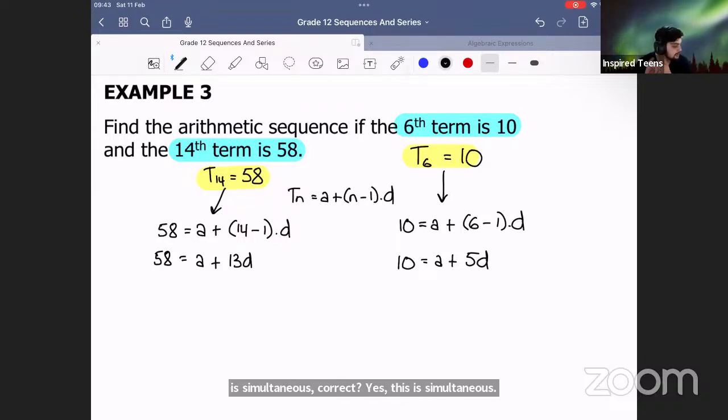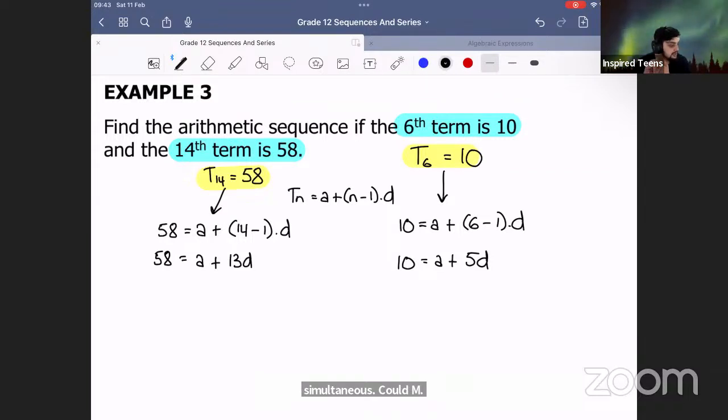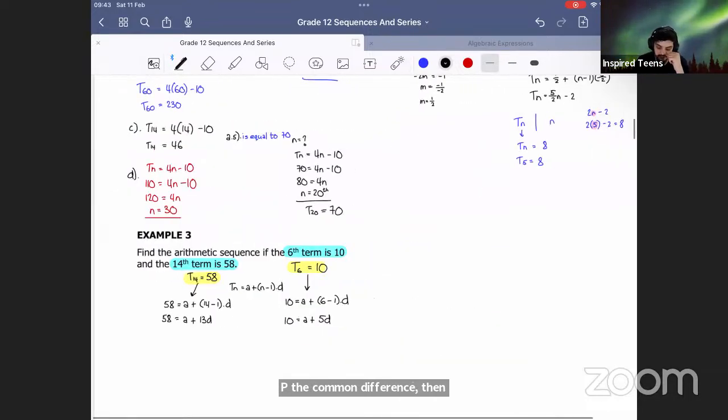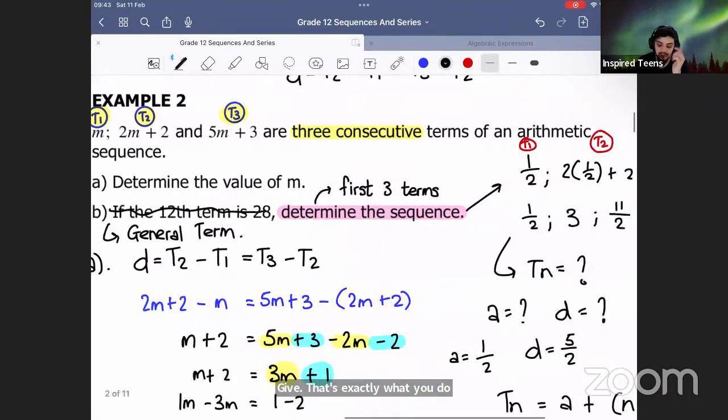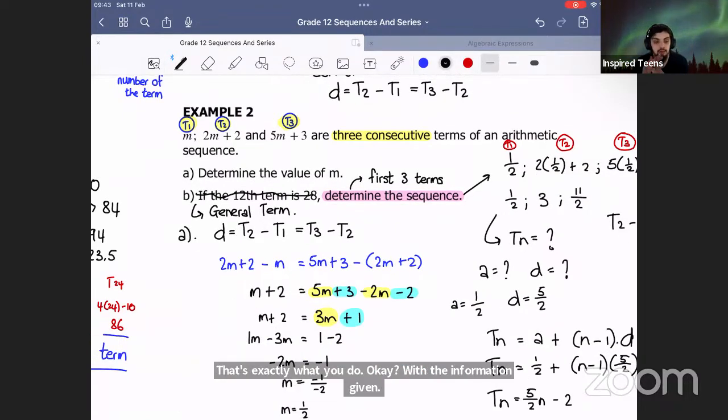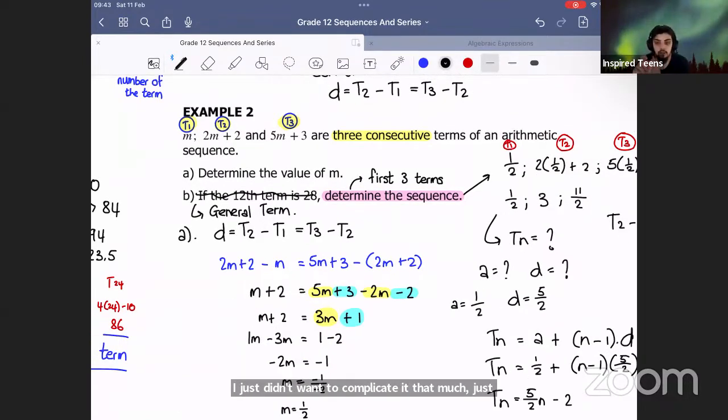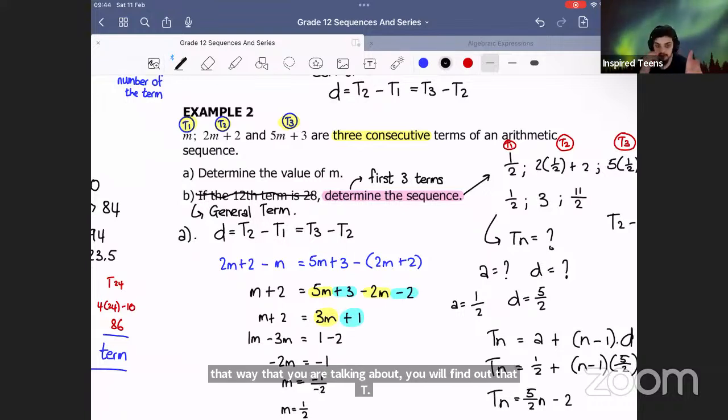Before I get to simultaneous, could M be the common difference then? Okay, message deleted. Yes, correct, Eli. I understand what you're saying now that I read it. With the information given, that's exactly what you do. I just didn't want to complicate it that much because it was the second question we're doing. When you do the calculation that way, you will find out that T1 is actually M and T2 is that and T3 is that.